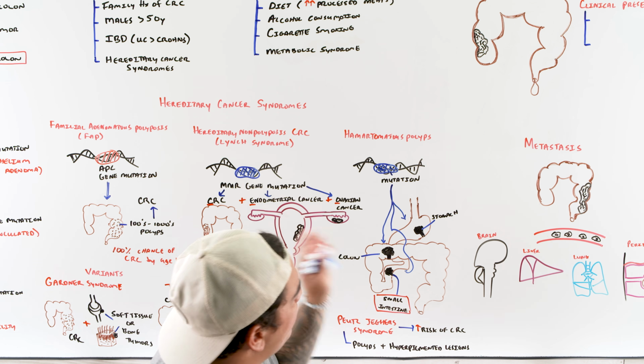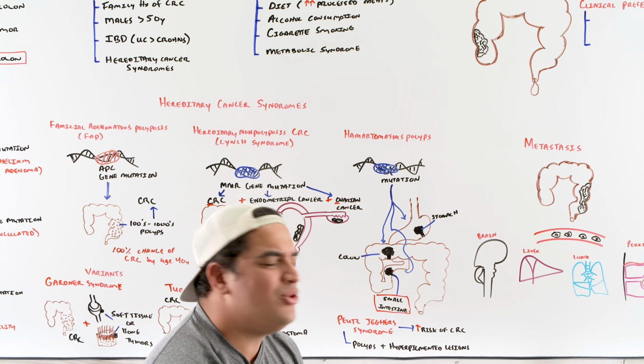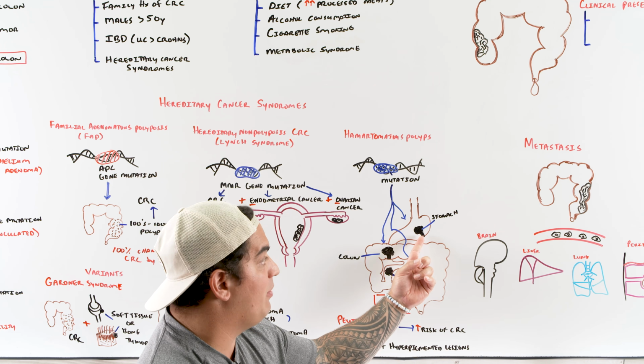All right? There is another one. I won't go too crazy on it. It's called juvenile polyposis. Juvenile polyposis is they can develop hamartomatous polyps as well.